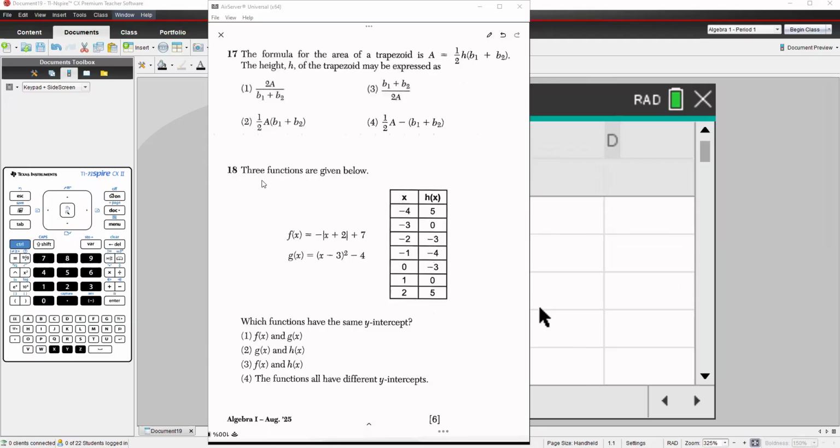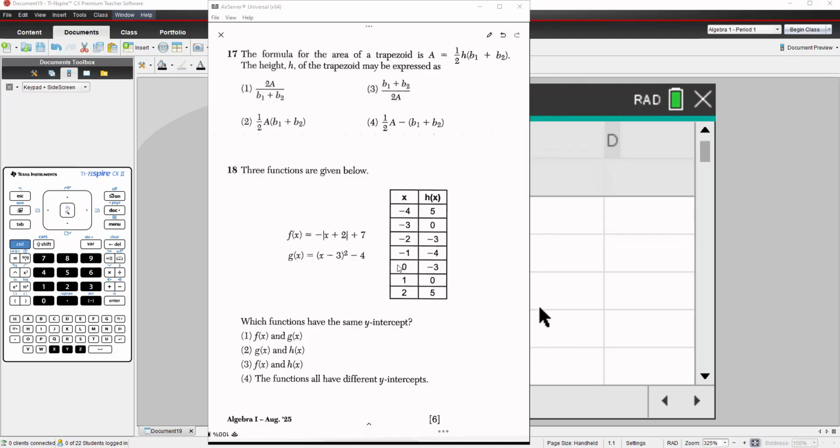Hey, I'm going to do question 18 from the 2025 August Regents exam. Basically, they've given us three functions, and they want to know which functions have the same y-intercept, right? So they've given us two functions, which we're going to graph, and then we have this table. Now, this should be pretty easy to find the y-intercept. It's when the x value is 0. So the y-intercept is going to be a -3.